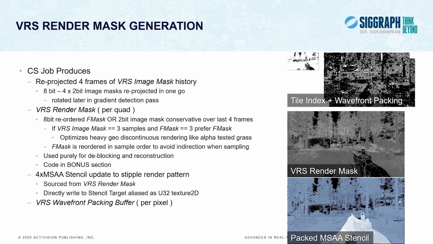Another output from this compute job is a 4x MSAA stencil update to the stipple render pattern. It stores directly from the VRS render mask. Because we need to write to the stencil target, we have to do it manually, by aliasing the buffer as an unsigned 32 image and writing to it according to the macro tiling of the texture. This is something you would need to look up with your GPU provider. And then the final output is the VRS wavefront packing buffer, which is at pixel granularity. This is an auxiliary buffer that's going to be used by a lot of our compute jobs later.